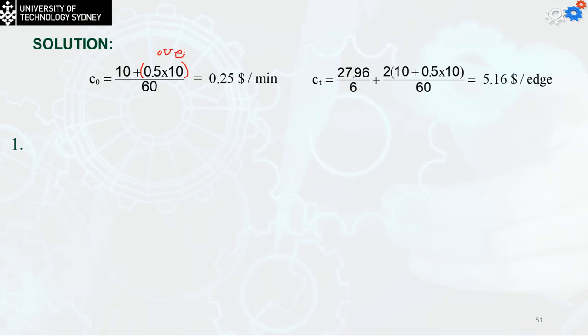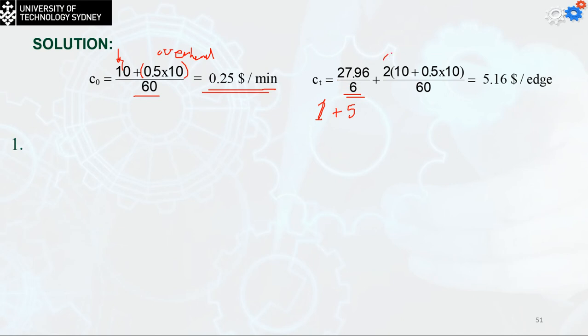Okay, and I don't know how to write overhead cost, and this is the labor cost, divided by 60, because this is dollar per hour. We want to change it to dollar per minute, so I have $0.25 per minute as the labor cost plus the overhead cost. And now for the cost of the tool, we have 27.96 as the cost of the tool itself, divided by 6. Why 6? Because we have one fresh edge on the tool, plus 5 possible grindings. So this will be 6.